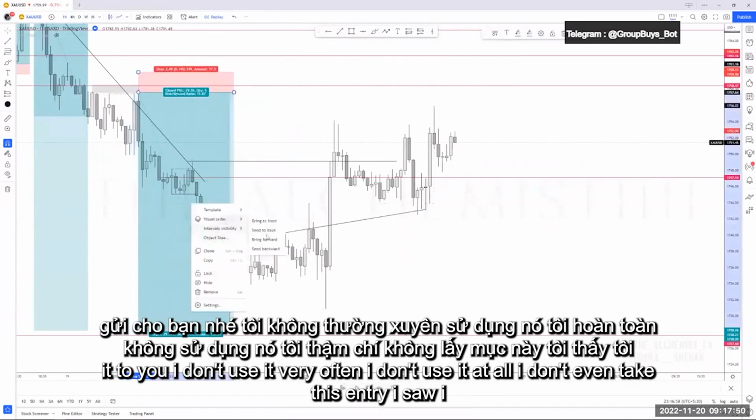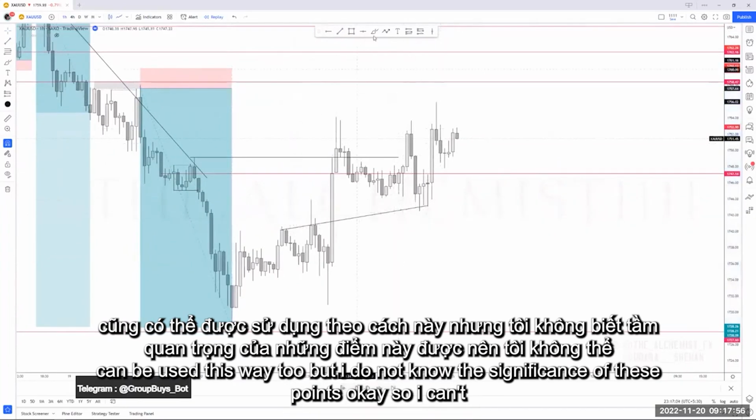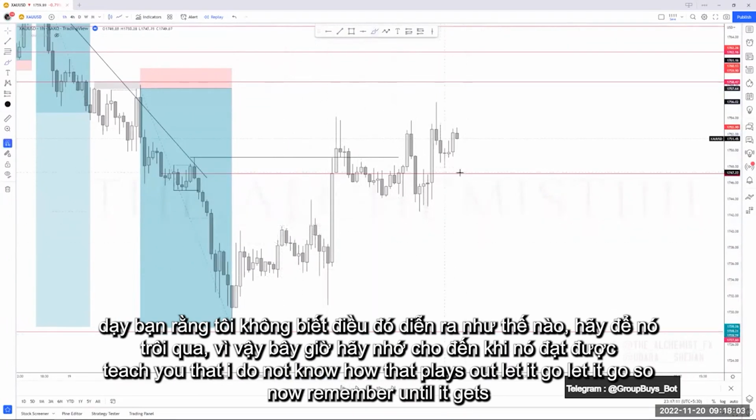I do not even take this entry. I remember seeing this in hindsight, so that's why I took this. So trend lines can be used this way too, but I do not know the significance of these points, so I can't teach you that. I do not know how that plays out. So let it go.